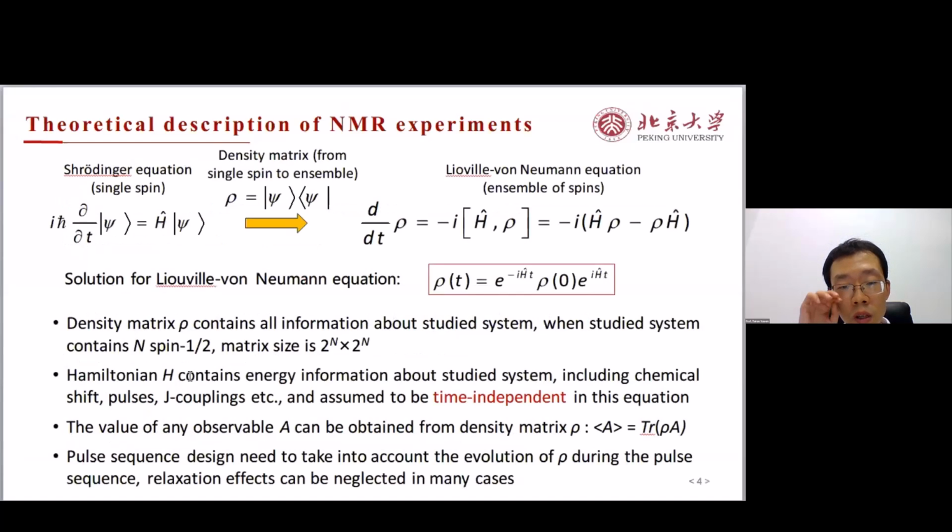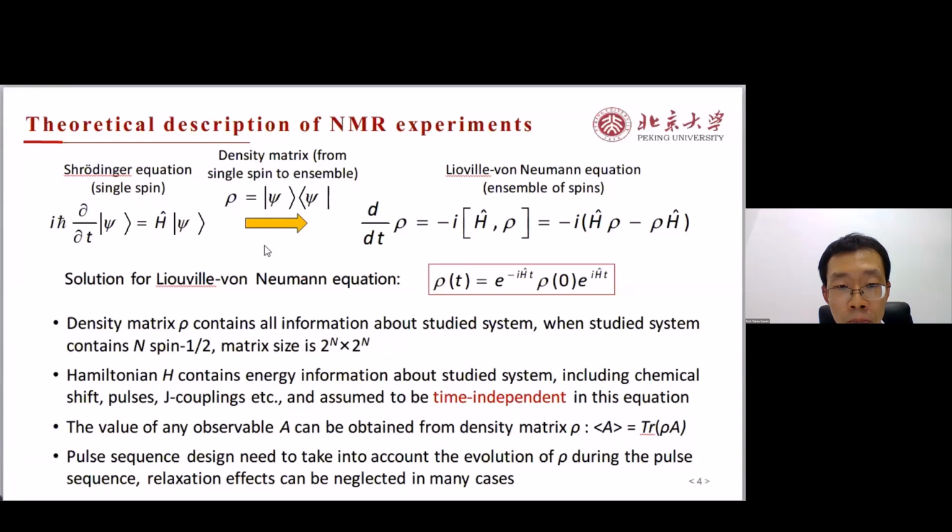When we do NMR experiments, we are studying nuclear spins. As you know, because nuclear spins are microscopic particles, to describe them we have to use the Schrödinger equation to describe the system. If we just have a single spin, then we can just use the Schrödinger equation. But in our NMR sample, we typically have a lot of molecules, so there are quite a lot of spins.